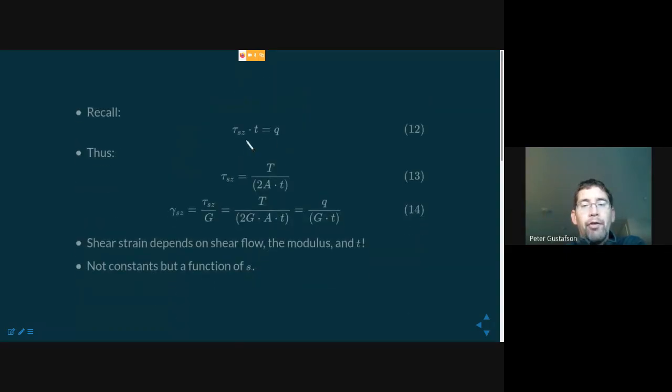Keep in mind, and this is the point that I was just making to Ron a moment ago, that the shear flow is what's constant. The shear stress is not. So the shear stress is going to be equal to the torque over 2 times the area enclosed times the thickness. So, torque over thickness ends up being what's proportional to the shear stress. Now, keep in mind, we also have the material constitutive response. So if we have this level of shear stress, that means we're going to have this level of shear strain.